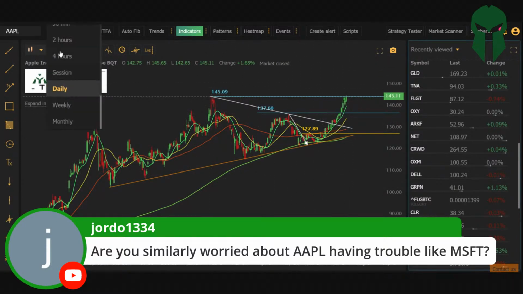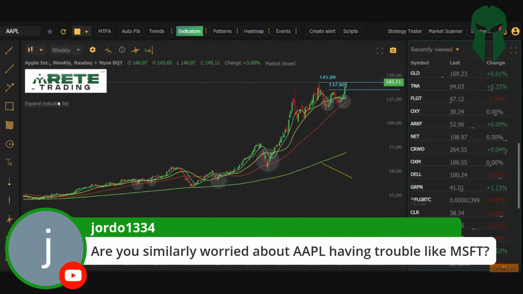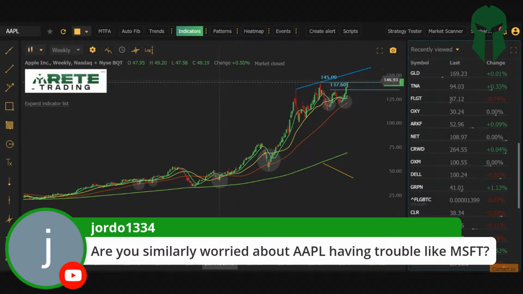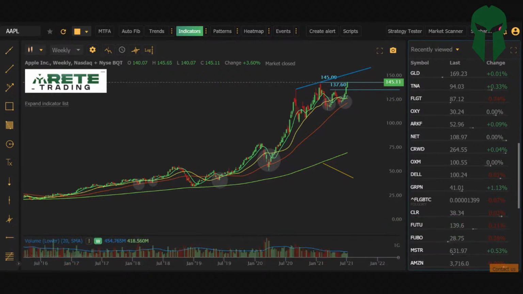Like, look here on the weekly. Right? Okay. I mean, I should be able to get to 154, 155 before I have an issue. So I don't see the same issue with Apple. You know, they're both heavily weighted in the XLK, so that could happen. But I don't see an issue.